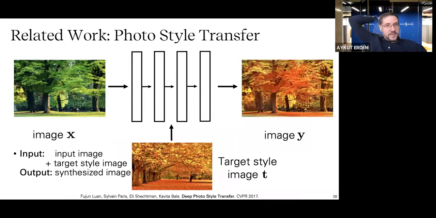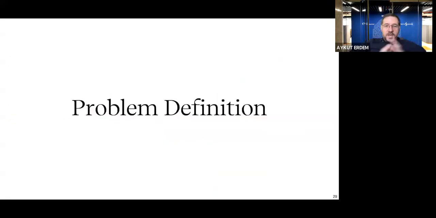Maybe we can also add here, as a second class of related work, these photo style transfer approaches. Again, let me remind you once more, we have a content image and a style image, and the task is to transfer this target style onto the input image itself. But of course, again, this requires a visual secondary input to encode the style information.